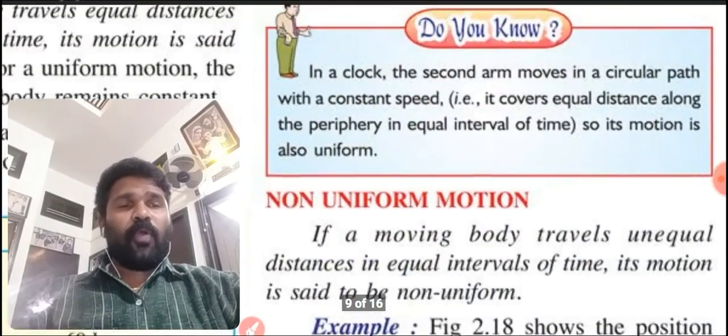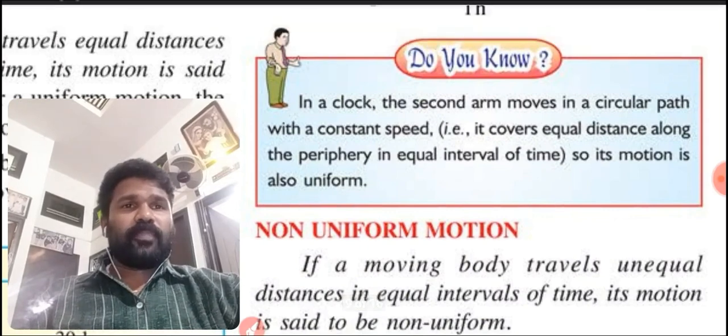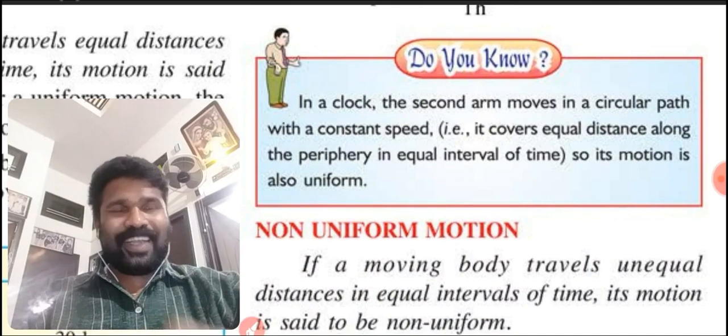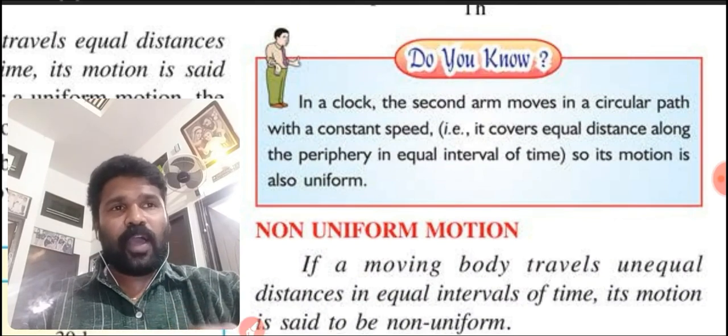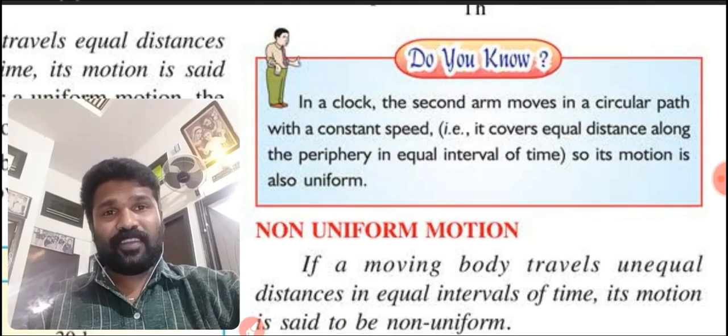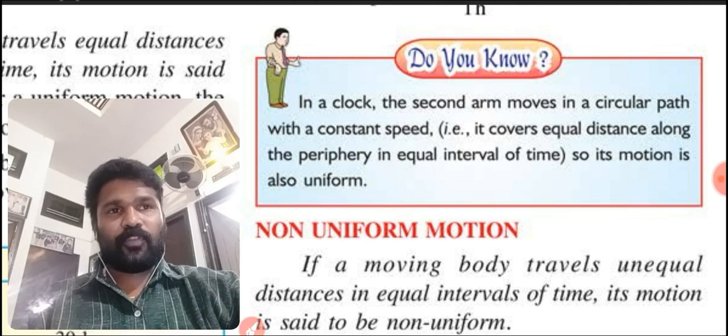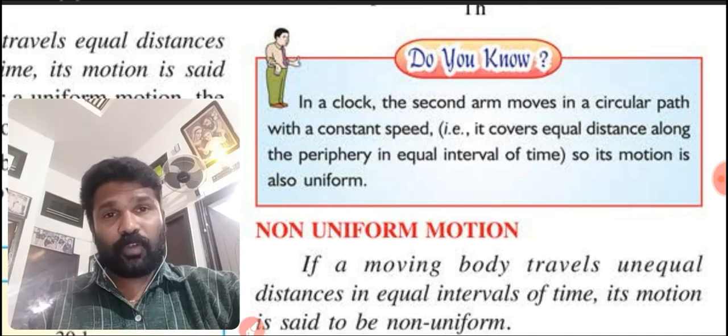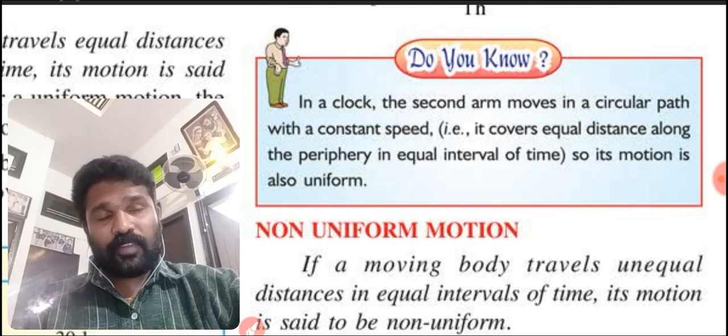Now, one important fact: in a clock, the second arm moves in a circular path with a constant speed. So, its motion is also uniform. This is also an example of uniform motion.